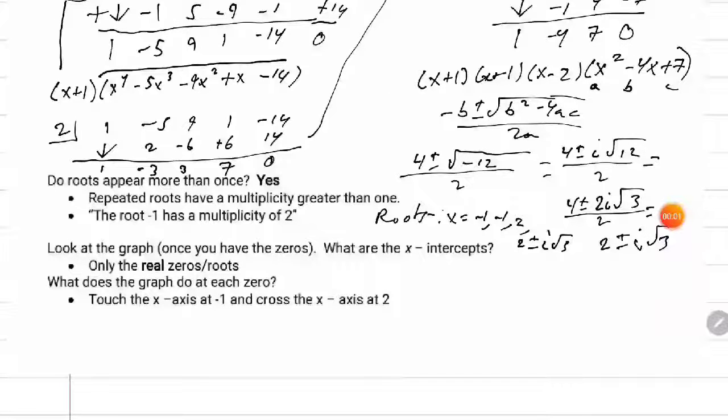Finish up this problem. So it asks us, do the roots appear more than once? Yes, because -1 appears twice. So that's what it means to have a multiplicity of 2. It's just saying that the root appears twice. Now, on the graph from before, what are my x-intercepts? My x-intercepts are only -1, -1, and 2. Those are my only x-intercepts. We do not include imaginary because they're imaginary, they're not x-intercepts.